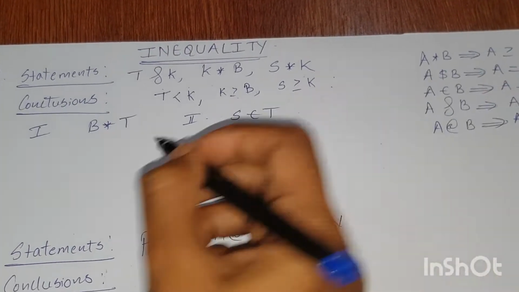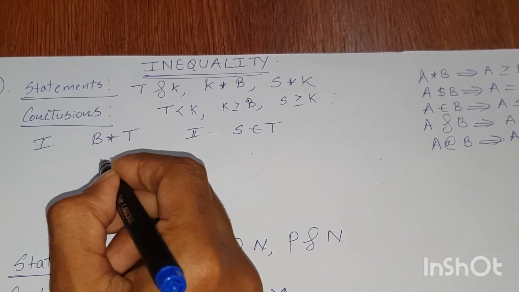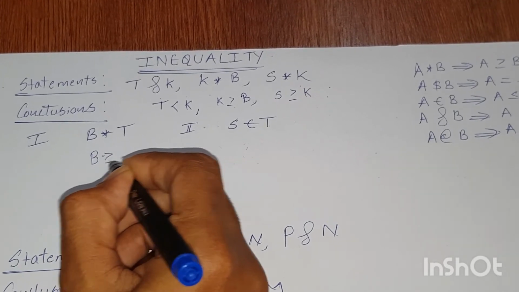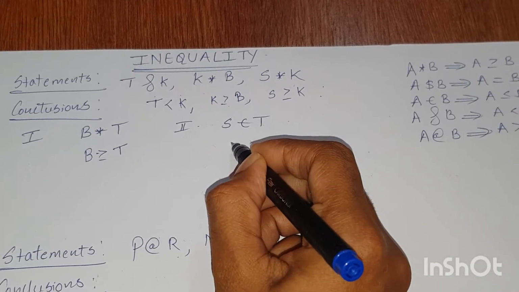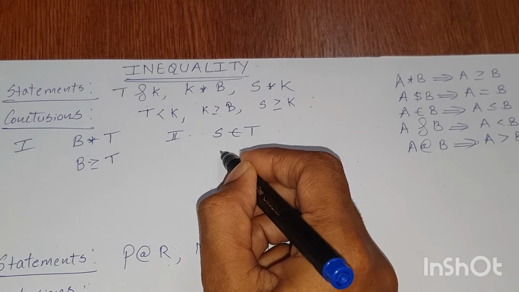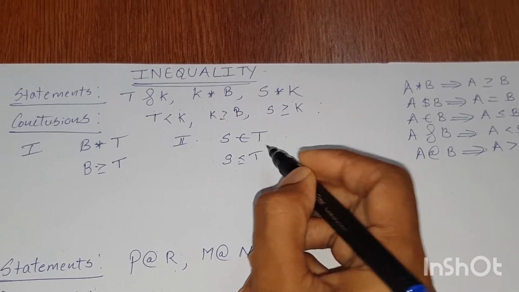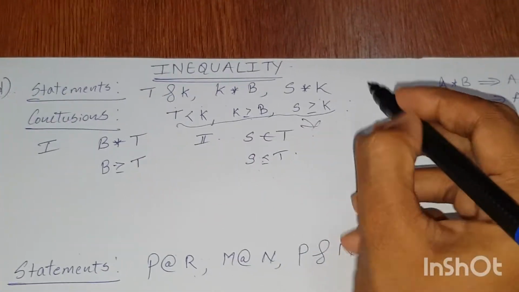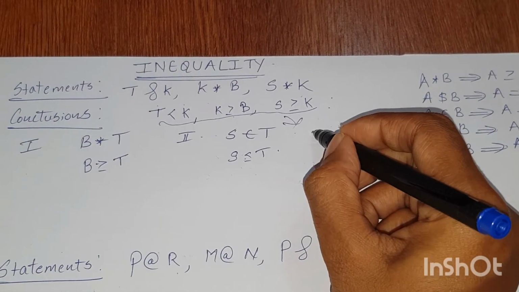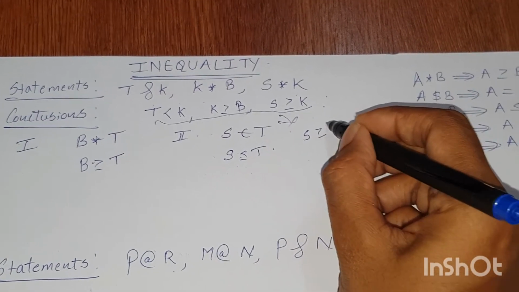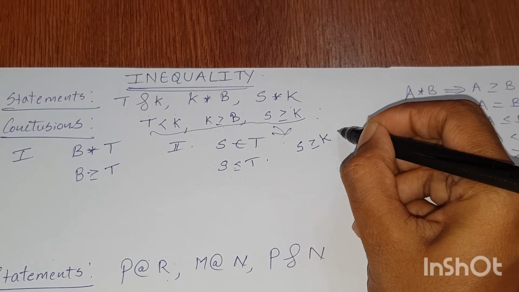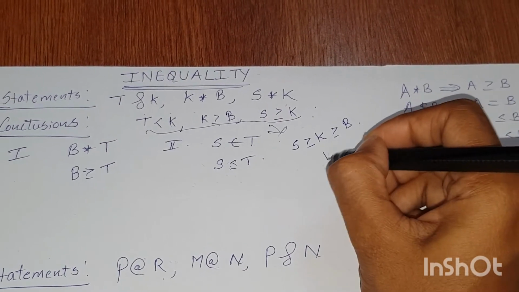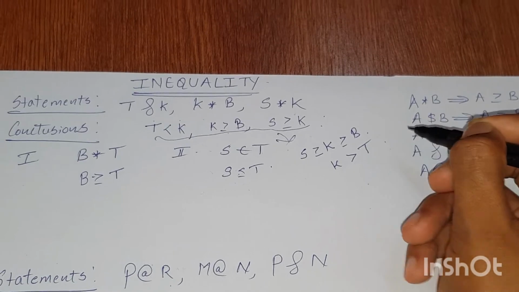Okay. Now the conclusions are B star T. Star means greater than or equal to. So B is greater than or equal to T. And S epsilon T. Epsilon means less than or equal to, right? So S is less than or equal to T. Okay. We can rearrange these statements, right? How? S is greater than or equal to K. K is greater than or equal to B and this K is also greater than T, right?